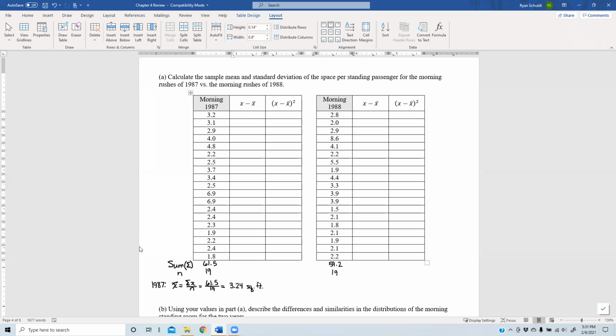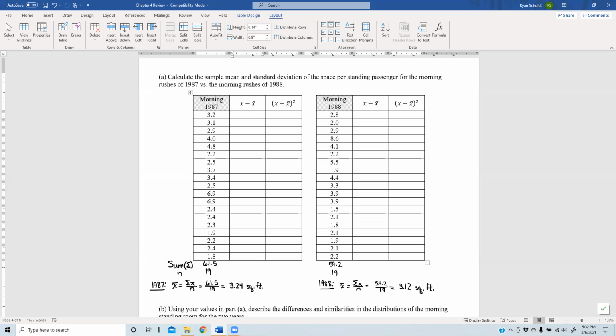Now, let's do 1988. We need to get the mean. So x bar equals the sum of my x's divided by n, so 59.2 divided by 19, which will give us 3.12 square feet. Okay, so there are our means for each of them.